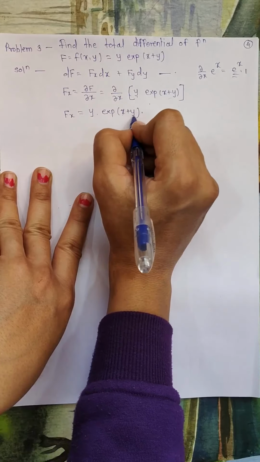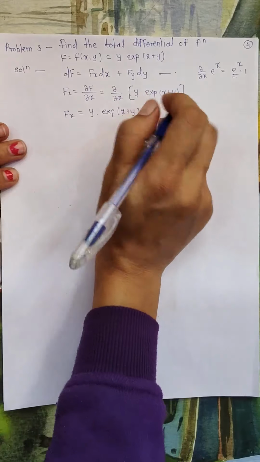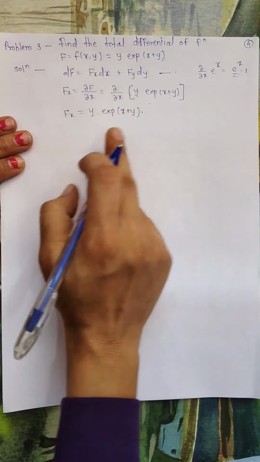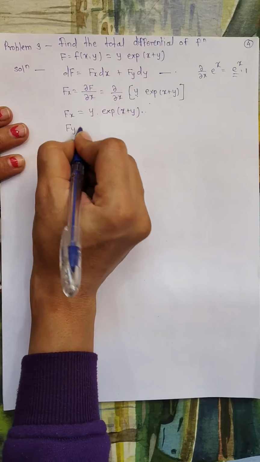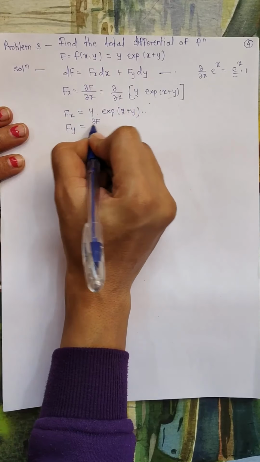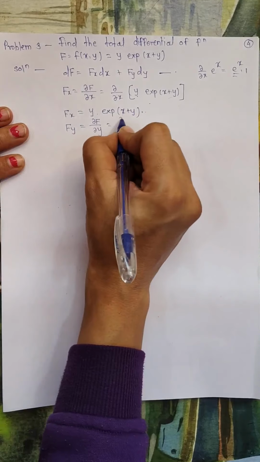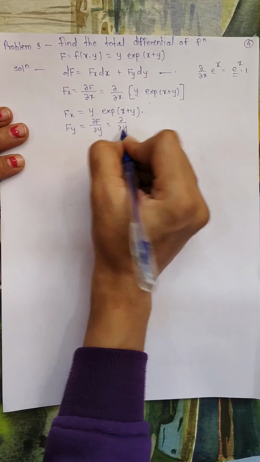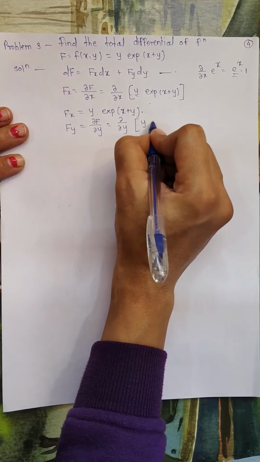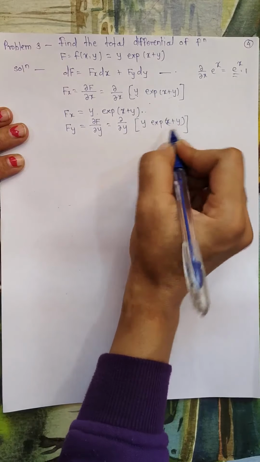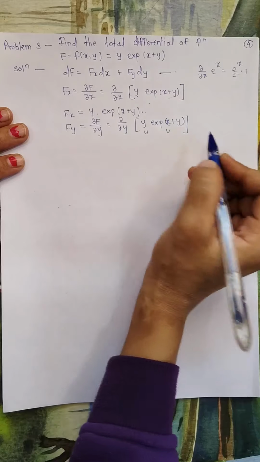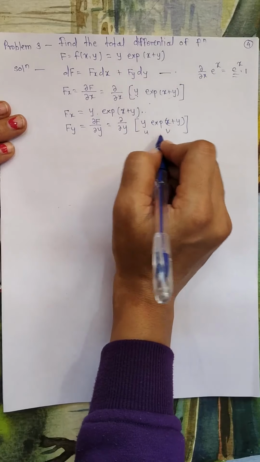So multiplied by 1 means same quantity. Now this is our fx, that is y exponential of x plus y. Now we have to find fy, that is dou f upon dou y, which is dou by dou y of y exponential x plus y. Now here we have two functions, u into v. So you have to use the uv rule.